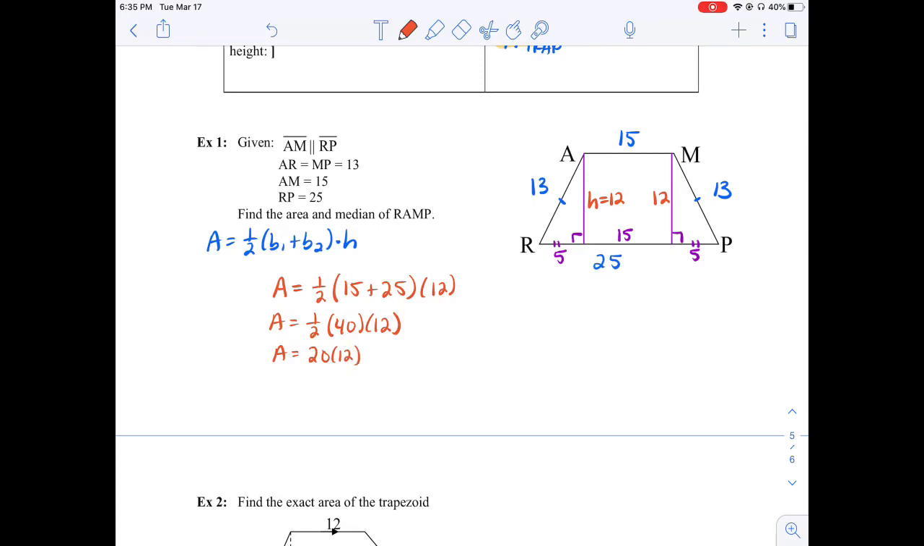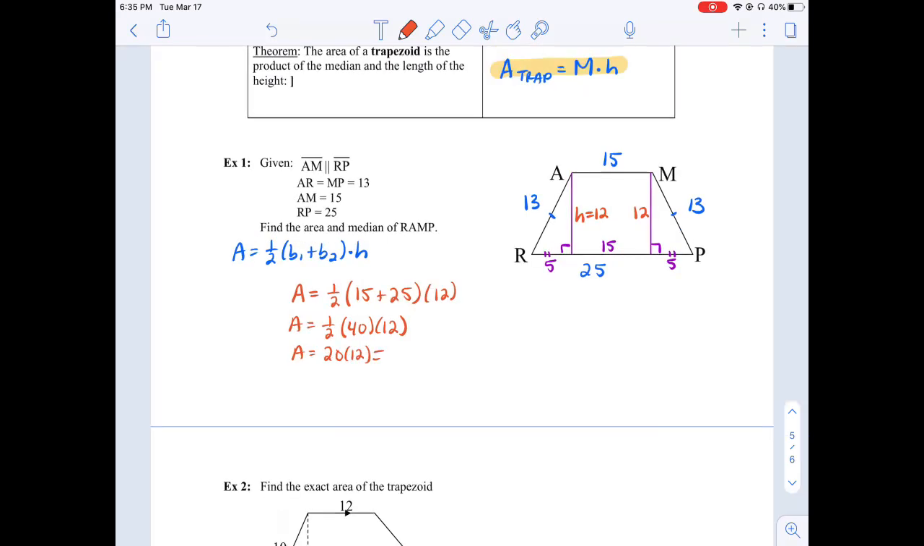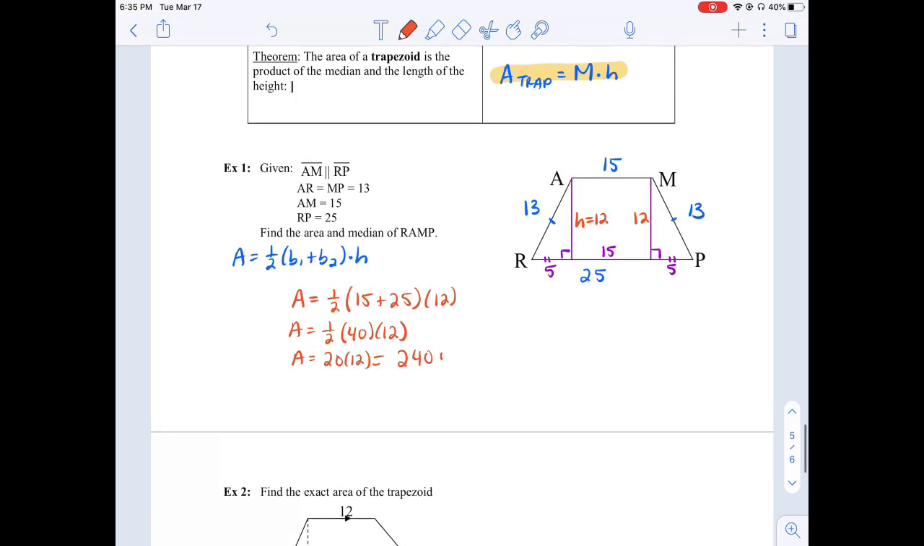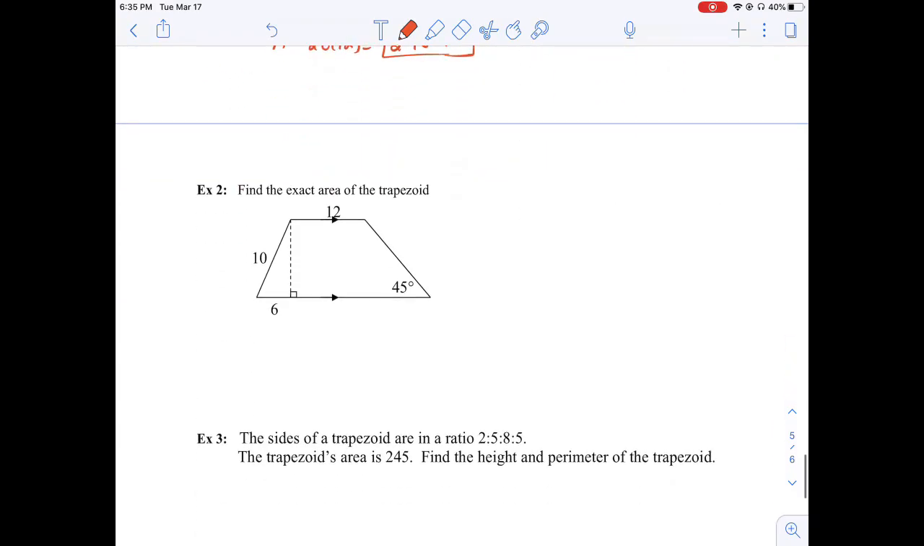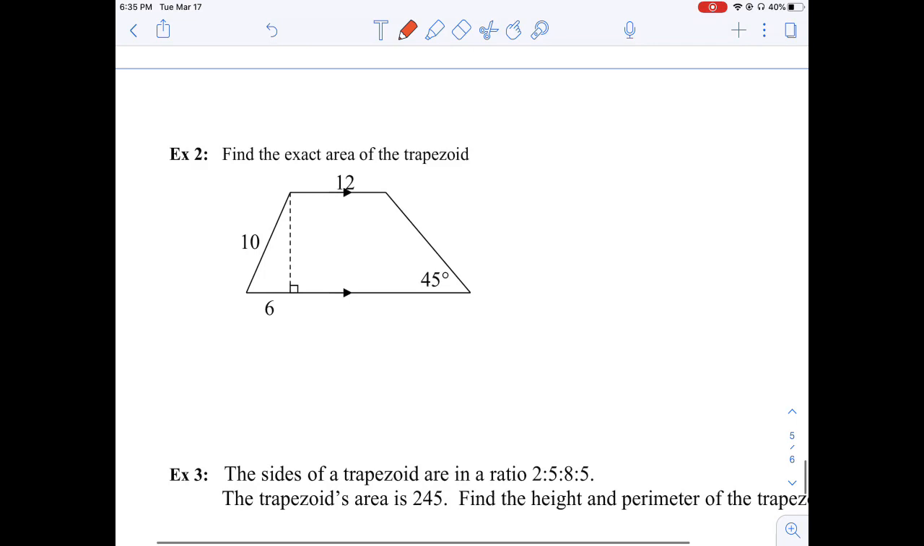So 2 times 12 is 24. So that gives us 240 square units. And that is the area of this trapezoid. So that's a nice basic application of how we find a missing piece. We go forward. We're going to look at one more of those, and then we're going to look at more of a challenge problem. For example number 2 here, here's what we know.